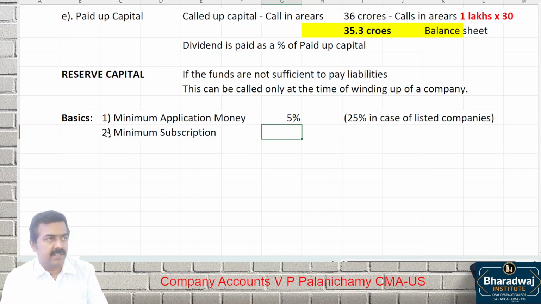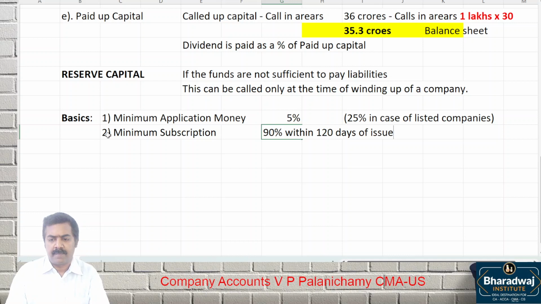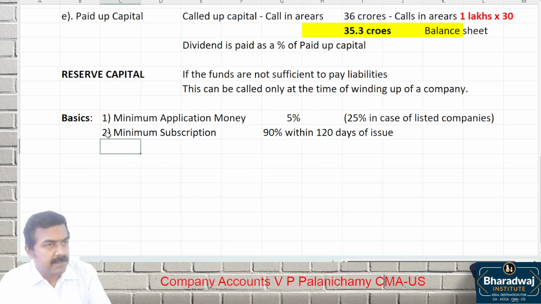Minimum subscription. If we issue 1 lakh shares, how much should be subscribed at minimum? 90% within 120 days of issue. If it is not subscribed, what to do? Full money should be returned.